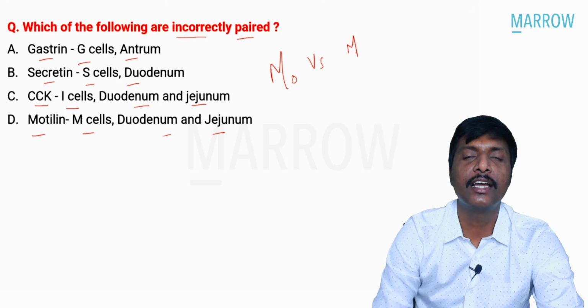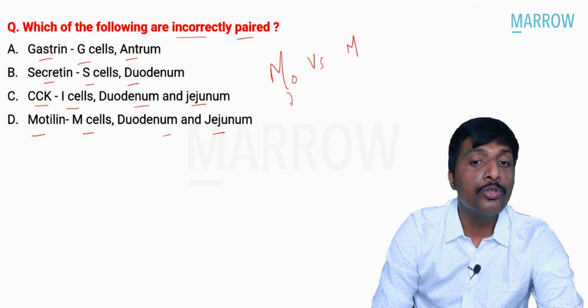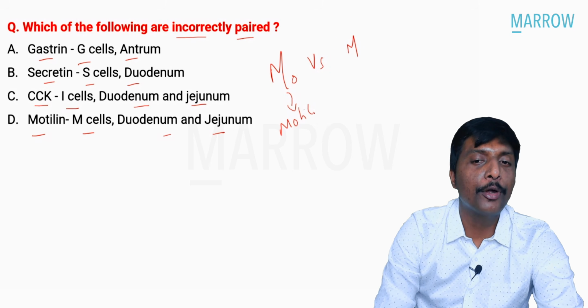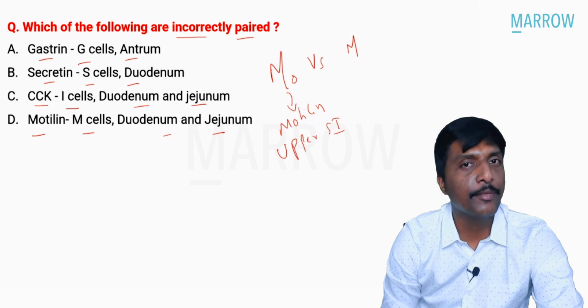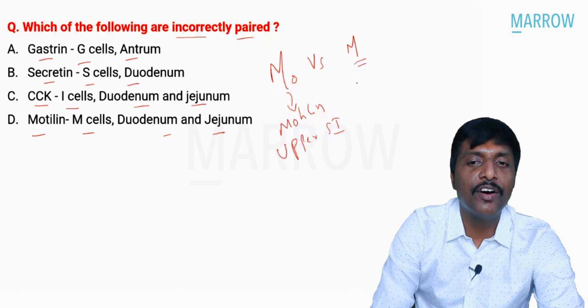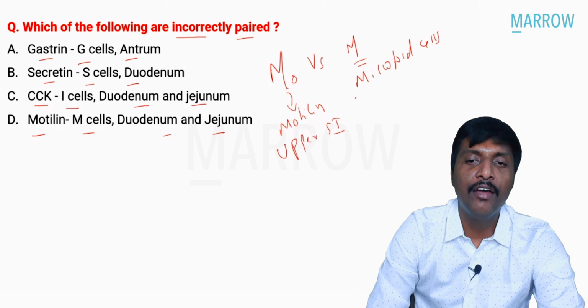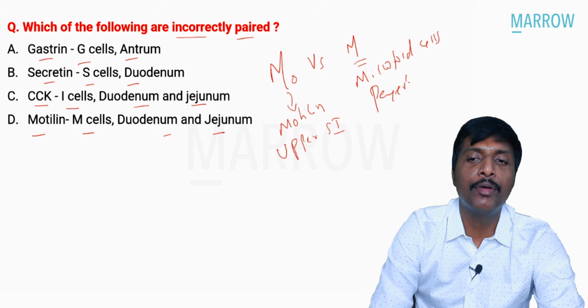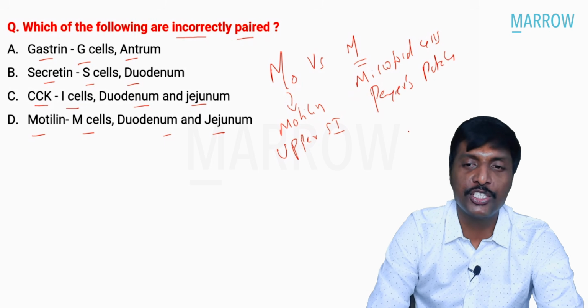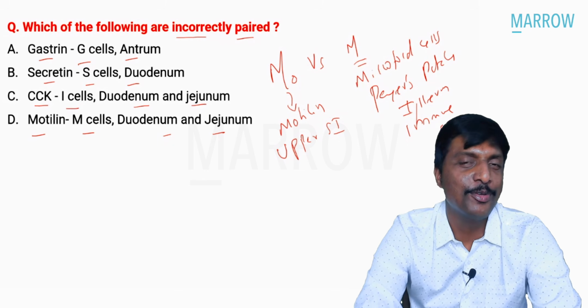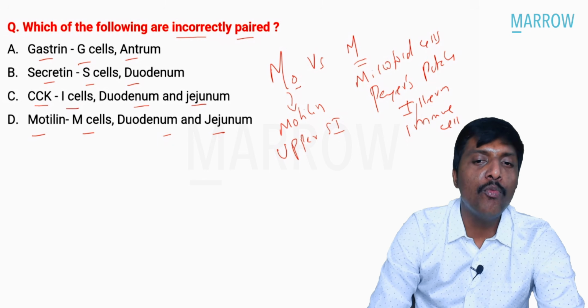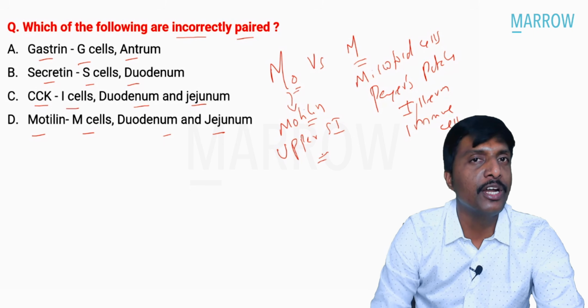MO versus M. It is the Mo cells that produce motilin, particularly in the upper small intestine. This M stands for, remember guys, microfold cells. Where will we see them? You see them in Peyer's patches, particularly in the ileum, mainly responsible for immune functions. So that is the difference. It should be MO cells for motilin in the upper small intestine.